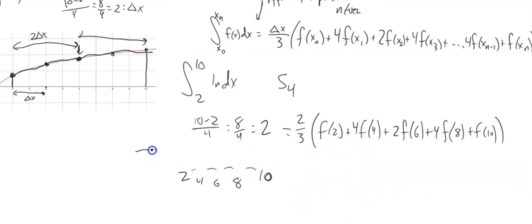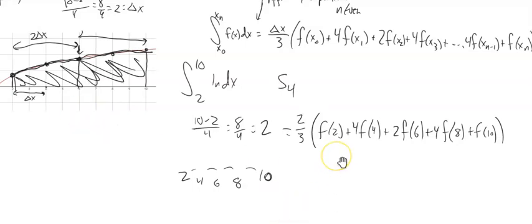Again, notice what this is. What I'm trying to do is get an approximation for this area in this region right here, all this area that is underneath this curve. And I'm doing it by taking the integral of this little parabola and this little parabola and adding them together. And I'll show you why again.